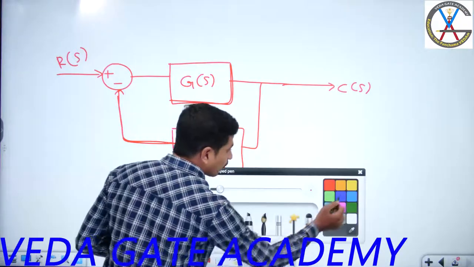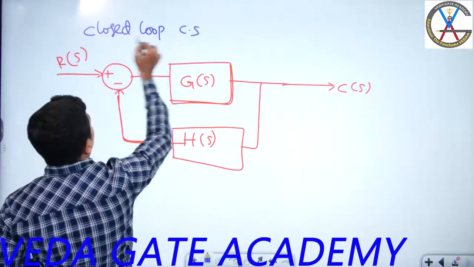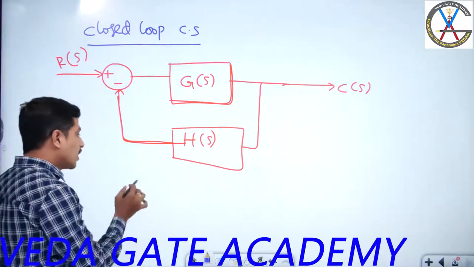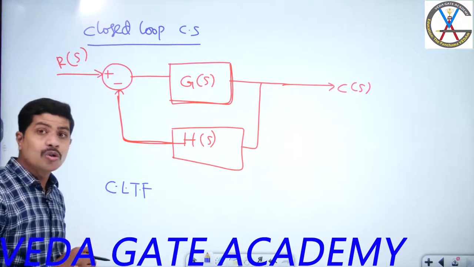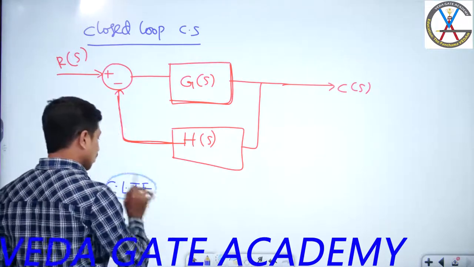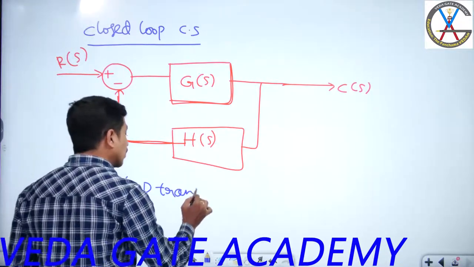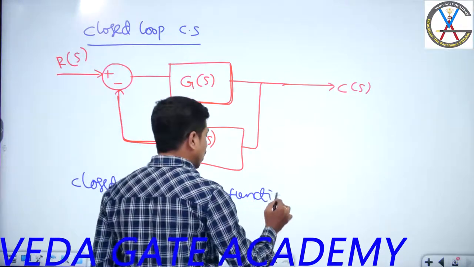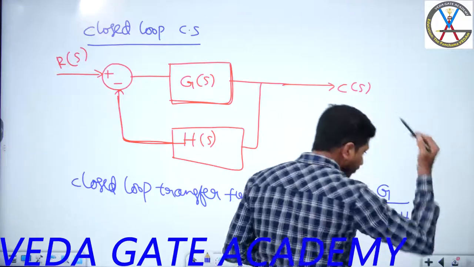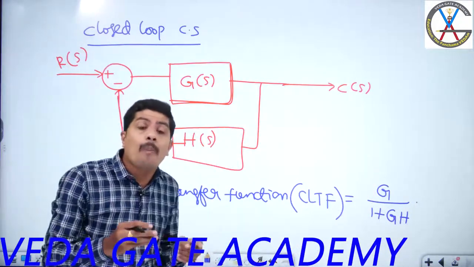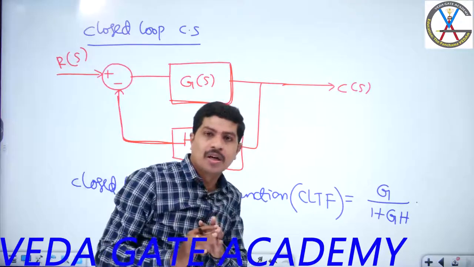Let me write it on the top. Closed loop control system. Now, what is its closed loop transfer function? From now onwards, we write it as CLTF, closed loop transfer function. In brackets, I'll write it directly, dots are not required. CLTF is equal to G by 1 plus GH. If I ask what is the open loop transfer function, please understand I am not asking about the open loop control system transfer function for this system.